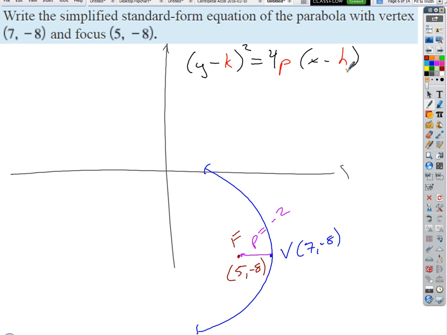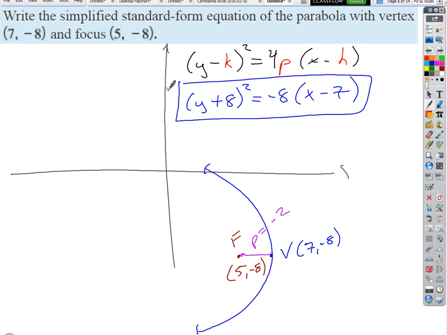So k is -8, right? So this one's going to become y minus -8, which is y plus 8, squared equals 4 times -2, which is -8, times x minus 7, because that's h, right? That's what I put in Moodle. Okay, good?